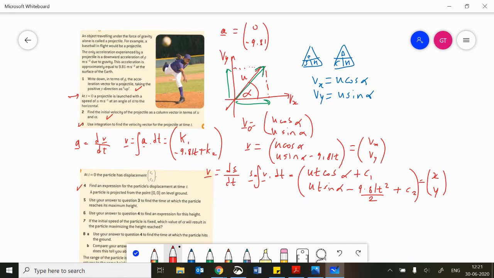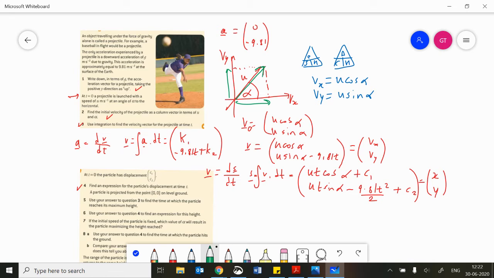Now guys, this does get more complicated, so let's deal with the next part. If you can, try and do the next part before listening to the explanation. For question 5, it says use your answer to question 3, the velocity vector, to find the time at which the particle reaches the maximum height.